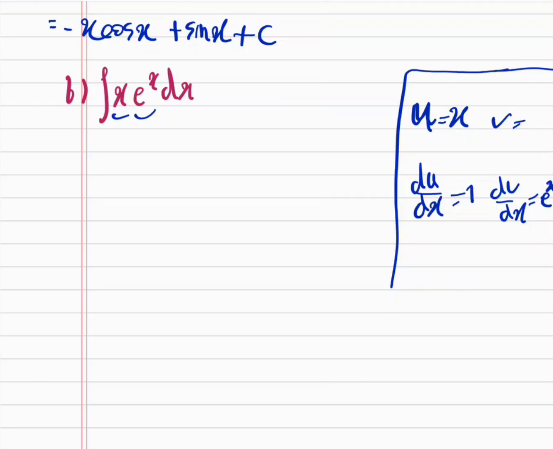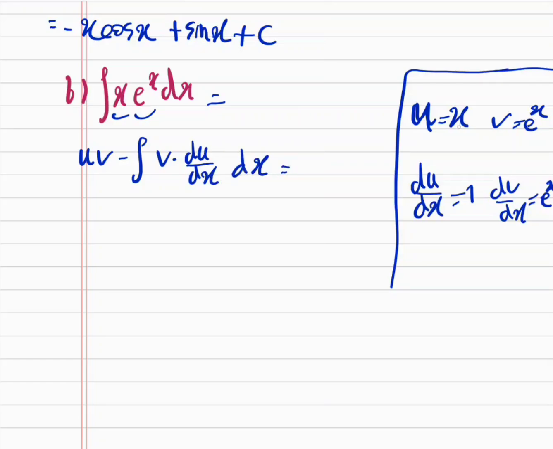Now we need to integrate e to the x to find v, but that's also equal to e to the x. So now we have all four components, and we just substitute into the formula. Again, the formula is uv minus the integral of v times du/dx dx.